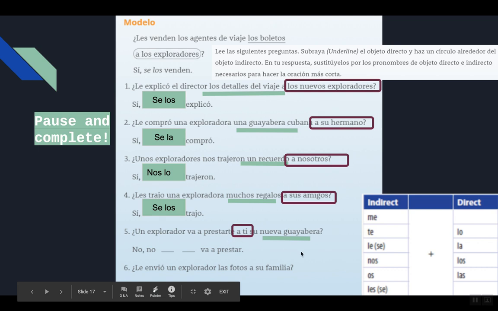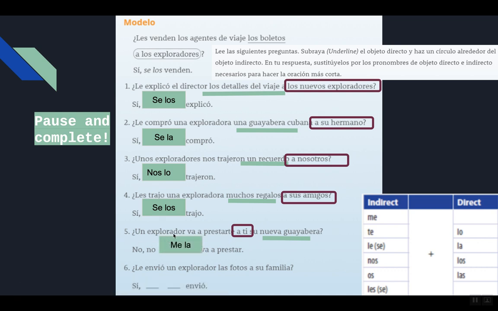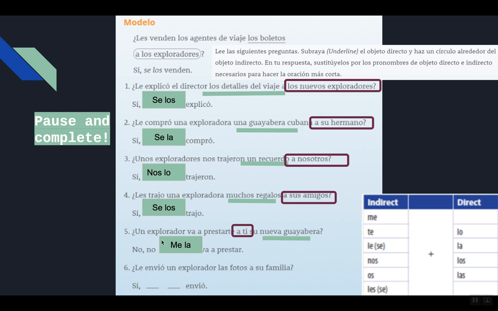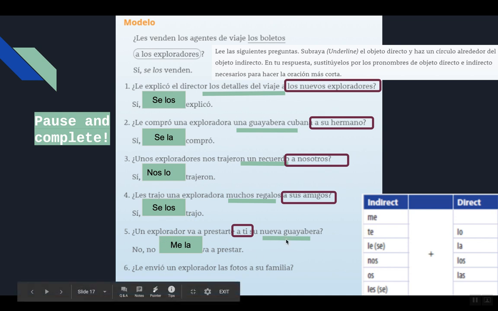Un explorador va a prestarte a ti su nueva guayabera. Notice this is inverted. No, me la. This one's tricky because you're going to want to put te, but remember, we're answering a question, and it's saying, did they loan you a new shirt? No, they didn't loan me. Okay, le envió una exploradora las fotos a su familia. Sí, se las. And las fotos, notice that might be a trick one, but it is las.